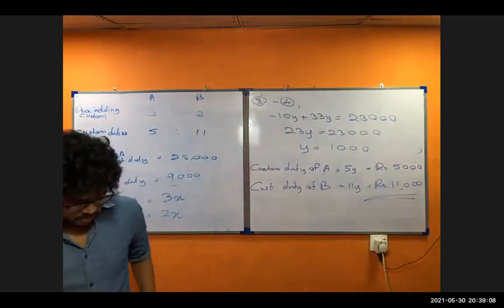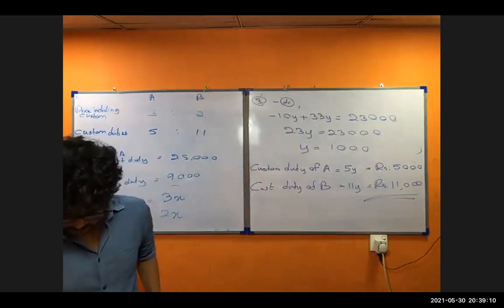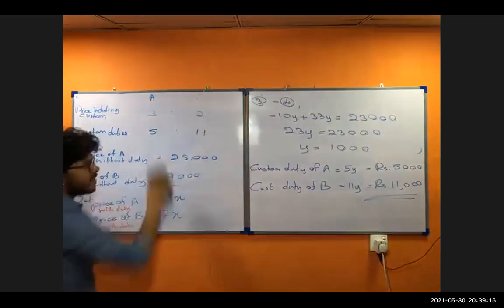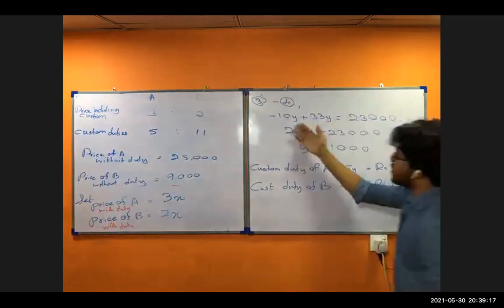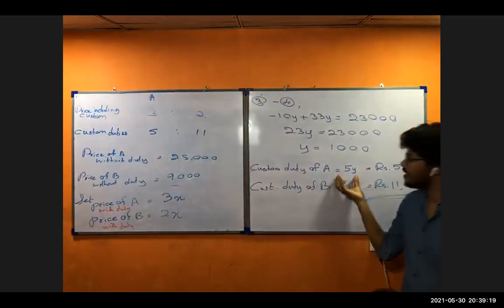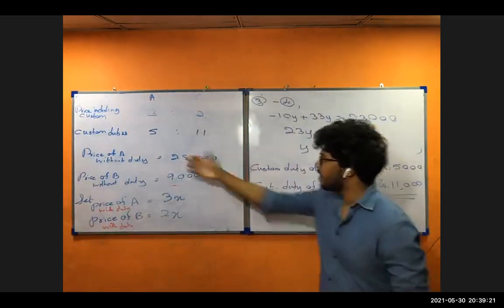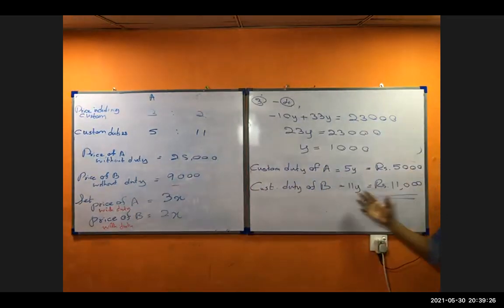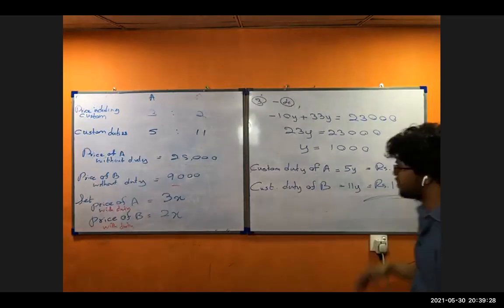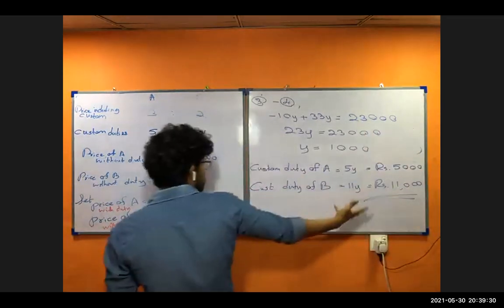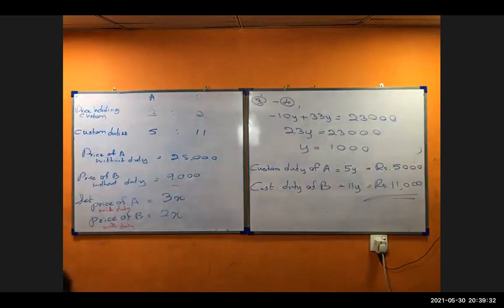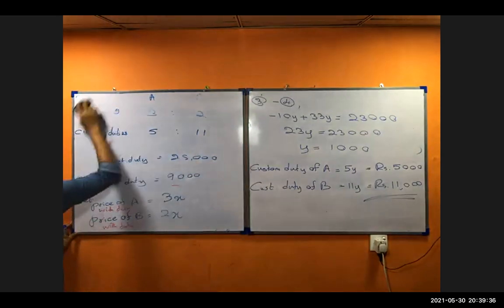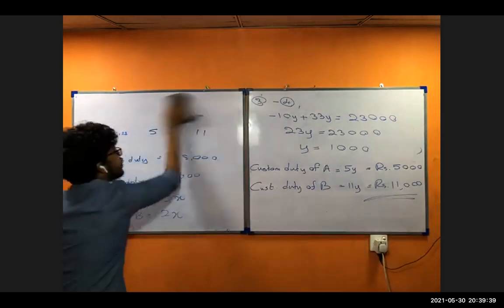Okay, so let's do it. I hope it's clear, right? So here what I did was I found y. Then the custom duty of y I took as 5y and 11y. So I just substituted 5 times 1000 is 5000 and 11 times 1000 is 11,000. So I don't have to find x, y because I already found y. The question is asking for y only, right? The custom duty.